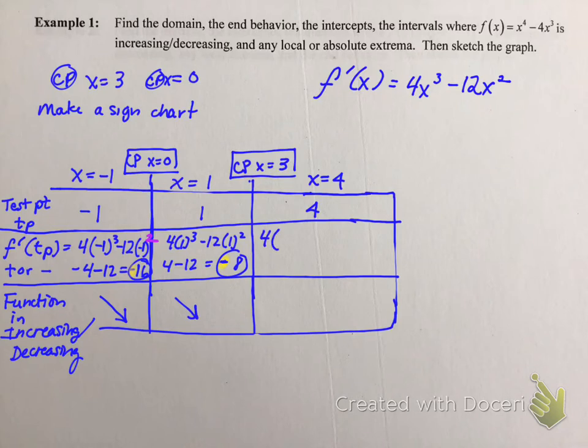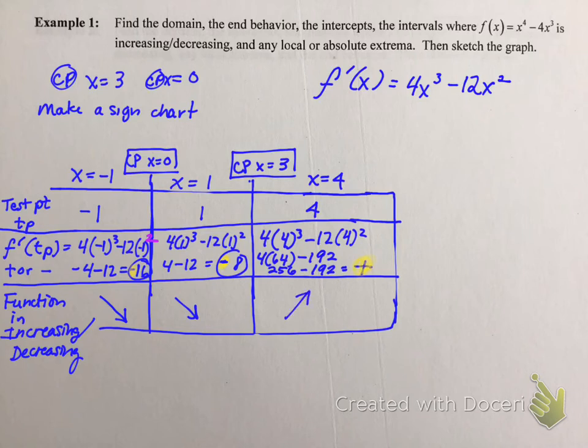So I get 4 times 4 cubed minus 12 times 4 squared. So 4 cubed, 4 times 4 is 16. 16 times 4 is 64. So I get 4 times 64, and then 4 squared is 16 times 12. So I get 192. And if you do 4 times 64, you get 256 minus 192. And if you do that math, you're going to get a positive value. Okay? So I know my function is increasing.